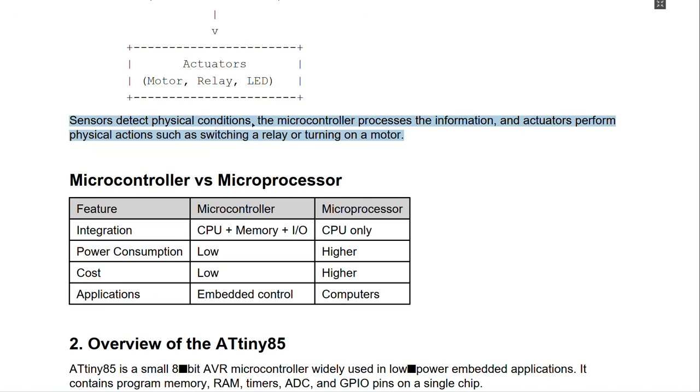Sensors detect physical conditions, changes in physical conditions. The microcontroller processes the information. So information can be either digital or analog. We will look at this later on in the consequent lectures where we're talking about analog data and digital data. So that's interesting. And the actuators perform the physical actions. They are the implementers. They implement a specific action, such as switching on a relay or turning on a motor.